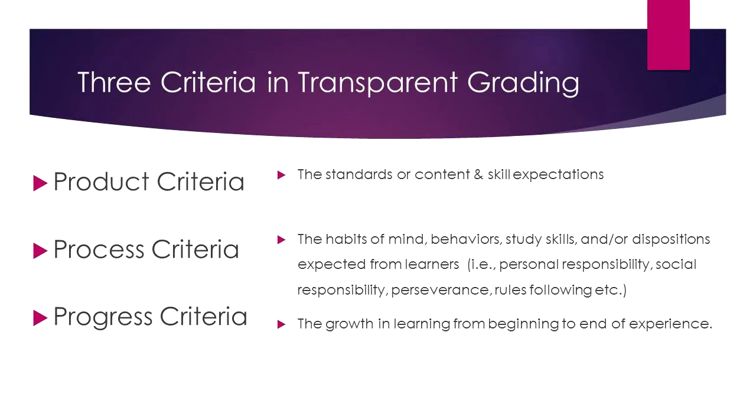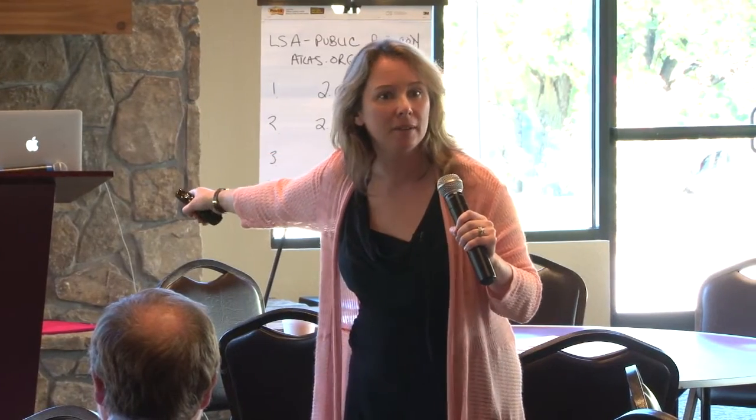So social studies, my product grade is only on how the child is doing on social studies content and social studies skills. That's all that goes into that grade. Not did they do their homework, not rules following, not dispositions. A process criteria grade is all of that: personal responsibility, social responsibility, dispositions, perseverance, endurance, rules following. Can they turn their work in on time? That's the process grade. I don't want to mix them up.